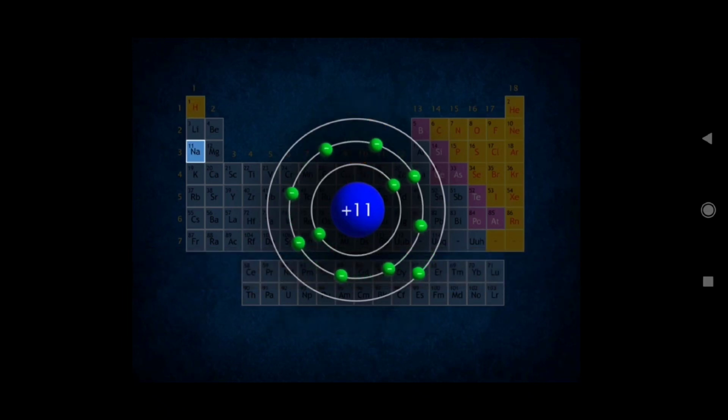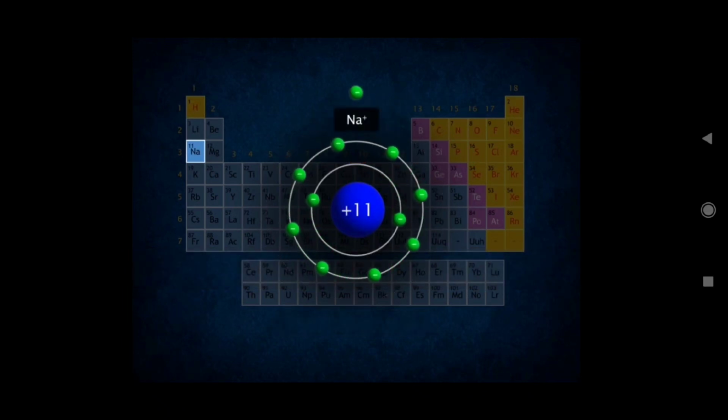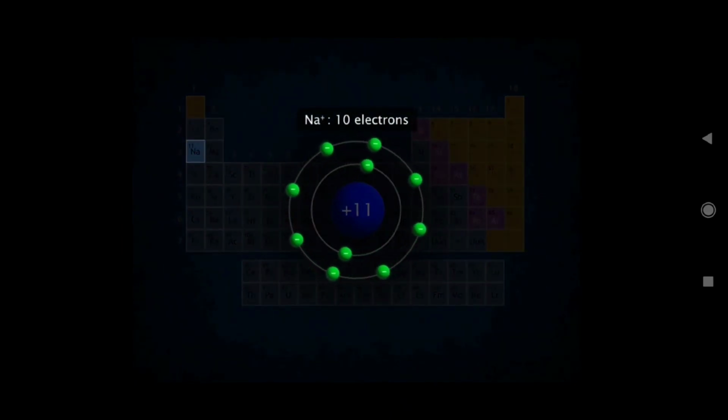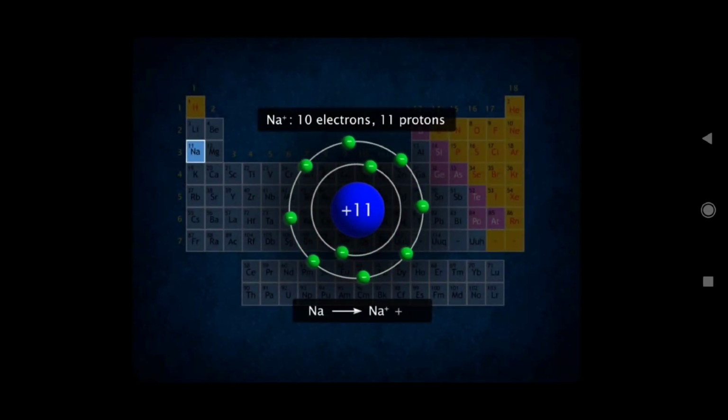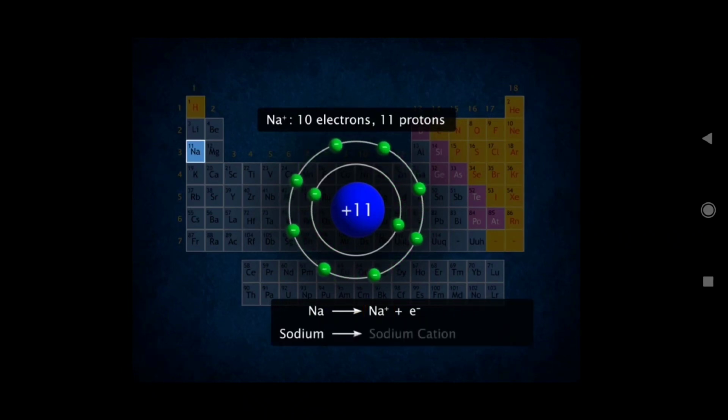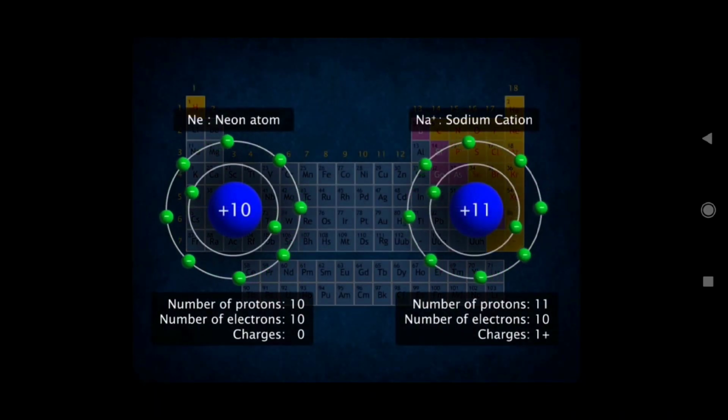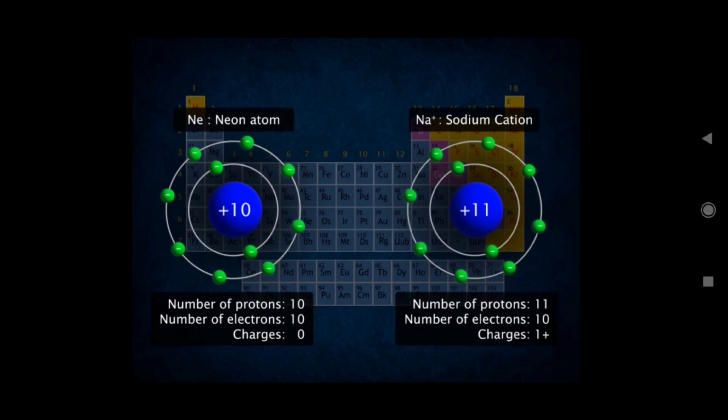The sodium atom gives up its outermost electron. Now it has 10 electrons, but the number of protons is still 11. Sodium becomes a positively charged ion, called a cation. The sodium cation has a stable electron configuration.